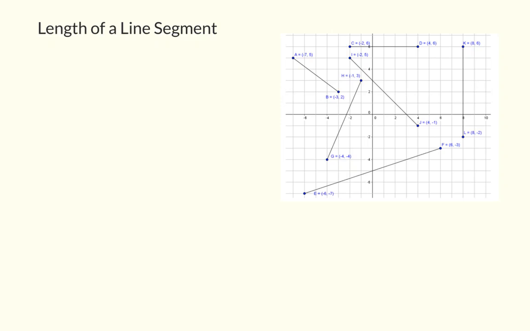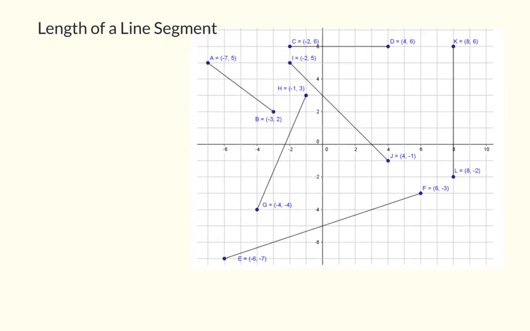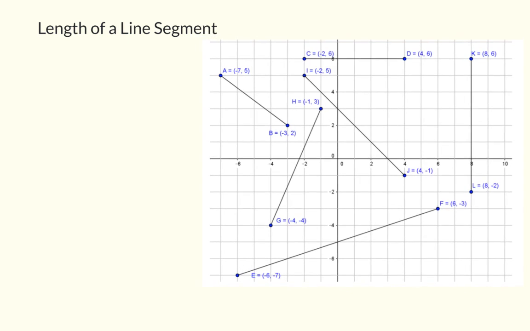Hi there, we're back to look at some of these familiar line segments and to talk about how we can determine the length of a line segment. First of all, the length of a line segment is the distance from one endpoint to the other. Line segments have endpoints. I would say that some of these are pretty obvious.